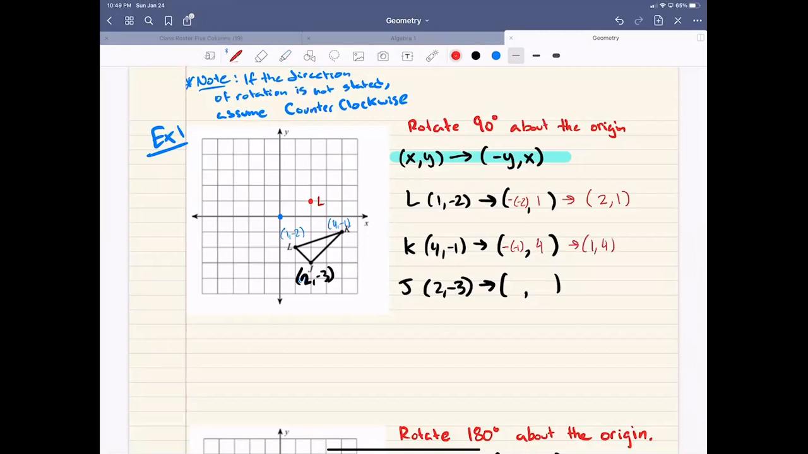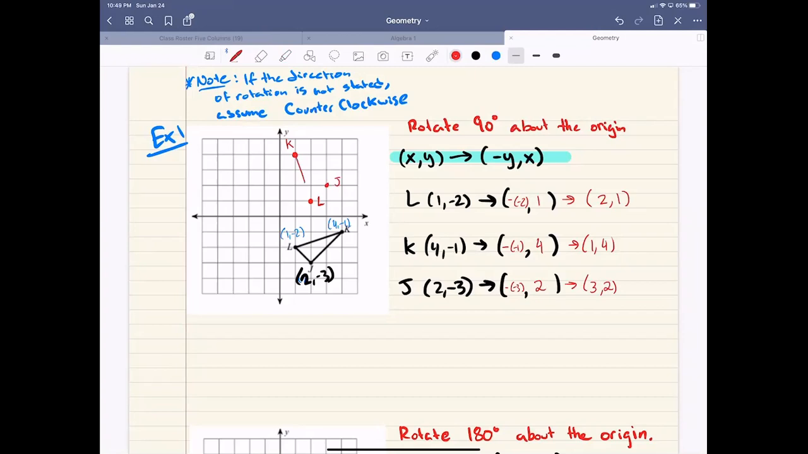So let's find that 1, 4. 1, 2, 3, 4. So our K is gonna go right here. And now all we have to do is repeat the same process for the last point. So our last point, we're gonna do -3 for our x value, right? And then 2 for our y value, which really means negative -3 is +3, 2. So let's go ahead and find that 1, 2, 3, 2. And that's gonna be our J, right?